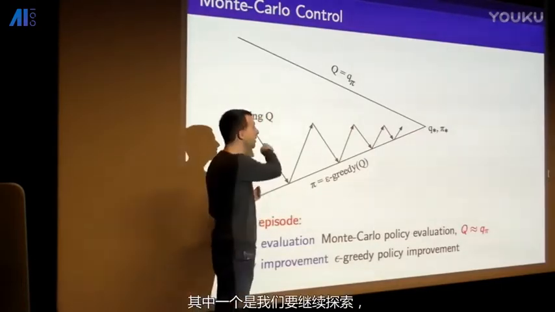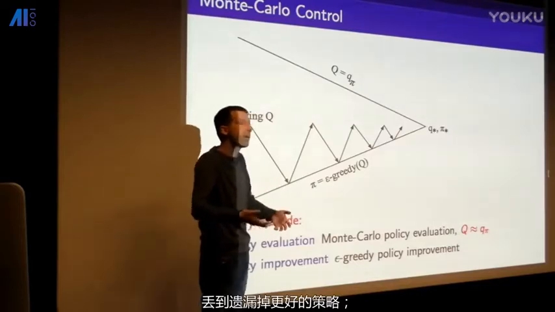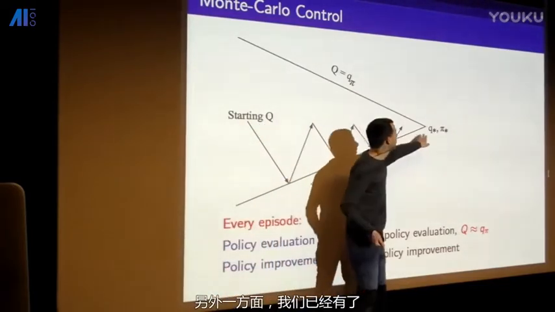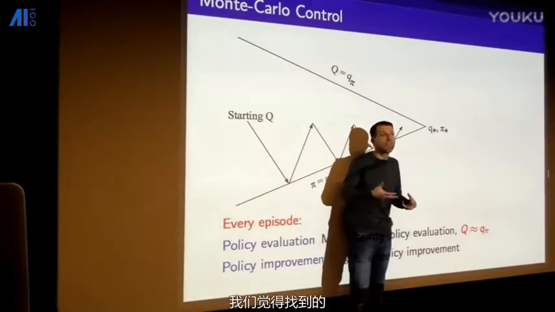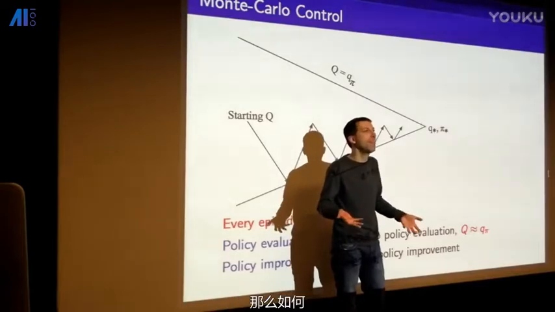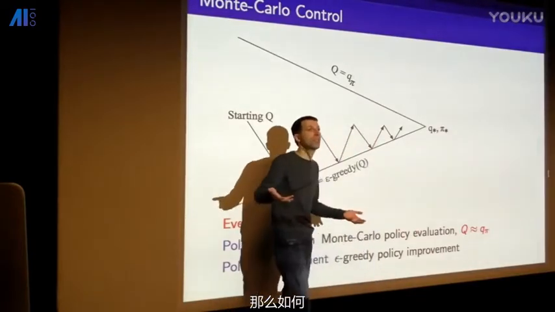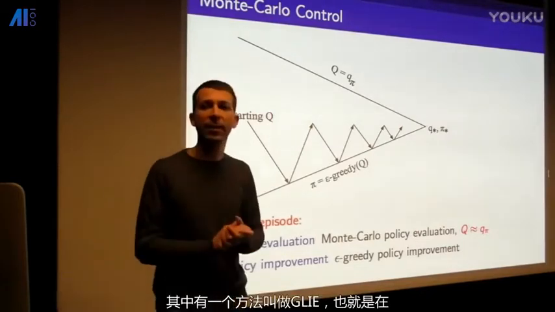We need to make sure that we continue exploring so that we don't exclude things which are better, but we also want to make sure that asymptotically we get to a policy where we're not exploring at all anymore, because we want the best possible policy, and the best possible policy will not include this random behavior. That is extremely unlikely to be optimal. So how do we balance those two factors?